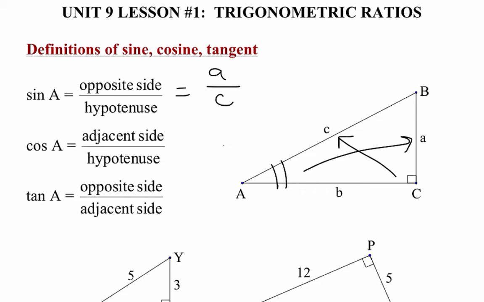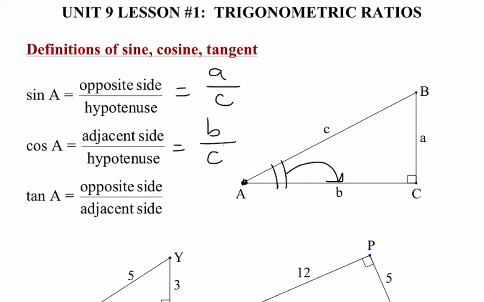Now, the definition of cosine is the adjacent side. So the adjacent side of angle A would be the side that it is directly next to or connected to that angle A. So that would be B over, again, the hypotenuse of C. That would be the cosine of this particular angle.